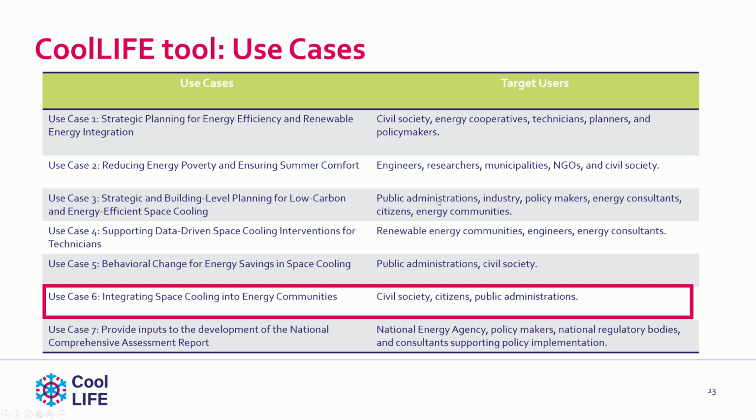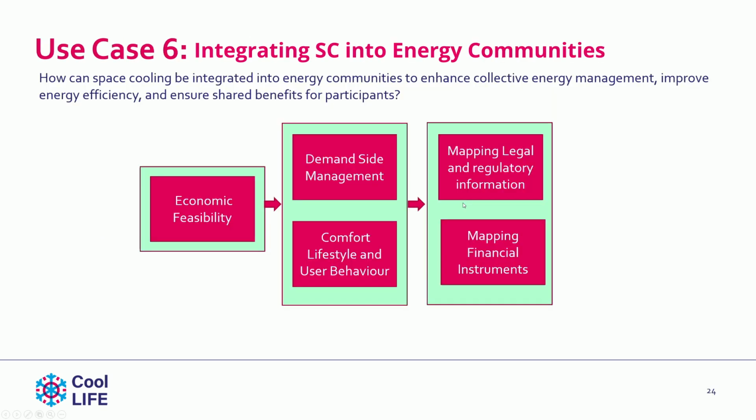Use case 6 talks about integrating space cooling into energy communities, and is particularly designed for civil society, public administrations, and to be applicable for the use of citizens themselves. Here we again make use of a 5 calculation module combination to answer the research question on how space cooling could be integrated into energy communities to enhance collective energy management, improve energy efficiency and ensure shared benefits for participants.